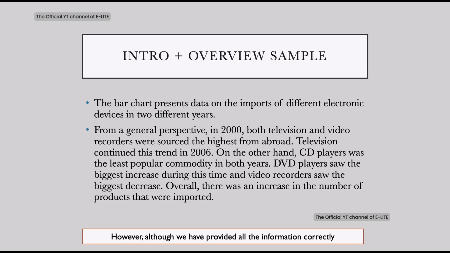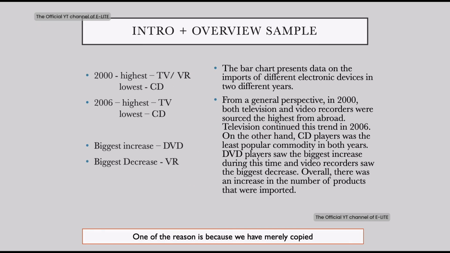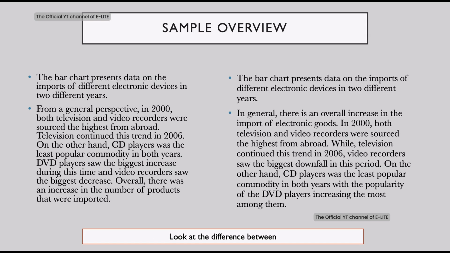However, although we have provided all the information correctly, can you identify why our coherence marks will be low? One of the reasons is because we have merely copied the notes into the overview. This means the flow of ideas is not good and our writing is not fluent. To solve this, we have to make sure to put all the information of one item together before moving to the next idea.